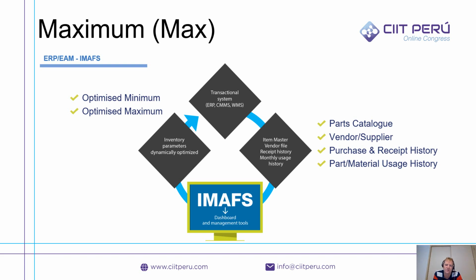So if we're going to use that inventory optimization system, we need to extract data from the ERP. So what we need to pull is a parts catalog, so the area that has all the stock items, all the information on the stock items, including the current min-max values. We pull the vendor and supplier information. We pull all the purchase order and receipt history, and we pull all the usage history. We suck that into our optimization tool. We use a whole lot of rules, which I'll go into in a minute, to then produce a dynamically optimized minimum and maximum, which is then fed back into your transactional ERP system, and that affects your improvements in service level and reductions in inventory value.